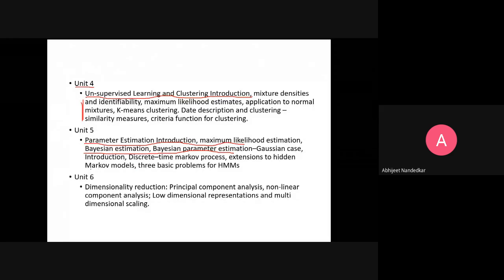Then some introduction to Markov chains or Markov models, HMMs. So that will be covered in unit 5. And there are some dimensionality reduction methods. So all this we will see step by step, and don't worry about this. We will go slowly and thoroughly through all of these items. So the key thing is, what is actually machine learning?